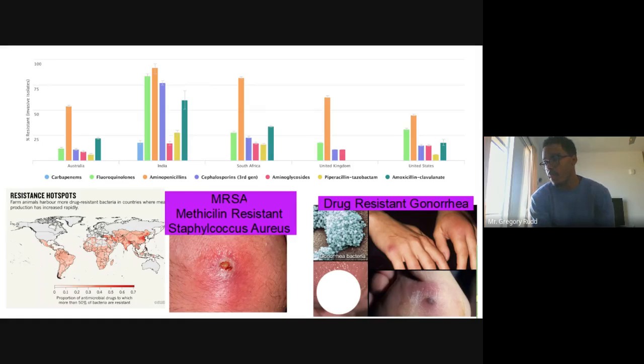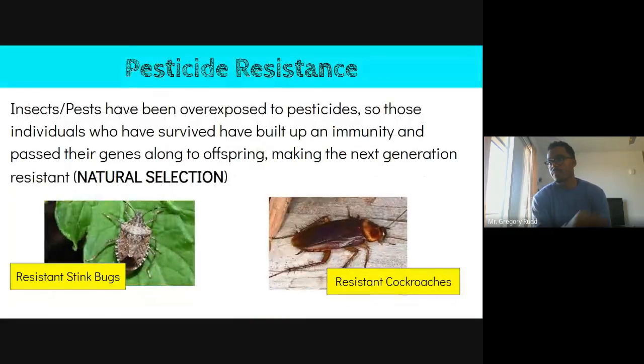So this is a big problem. And again, this also happens with pests as well. And so this is how humans are accelerating this process of natural selection.